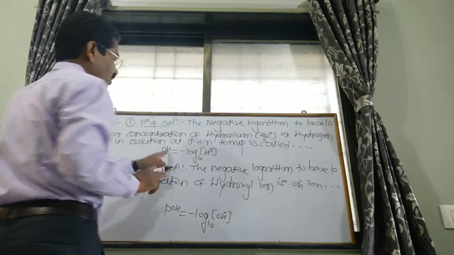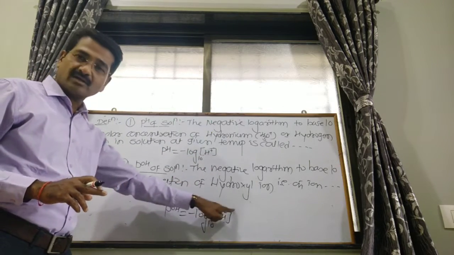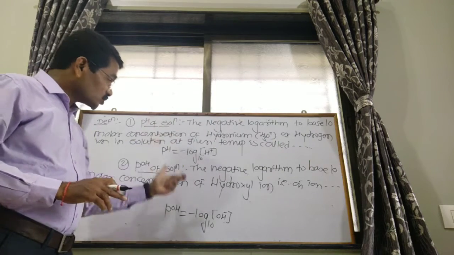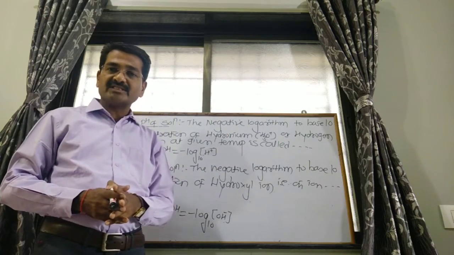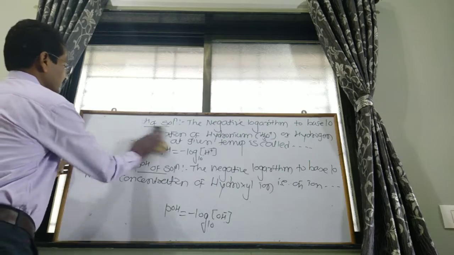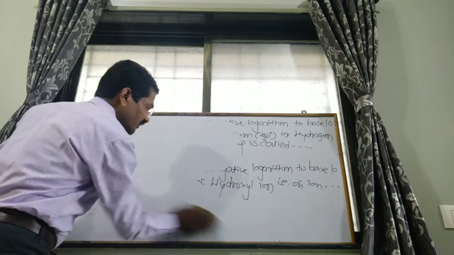So pH and pOH definitions are given as follows with their formulae. pH is equal to negative log to the base 10 of H plus, and pOH is equal to negative log to the base 10 of the concentration of OH minus. By using these two formulae, derive pH plus pOH is equal to 14. That is the last derivation.